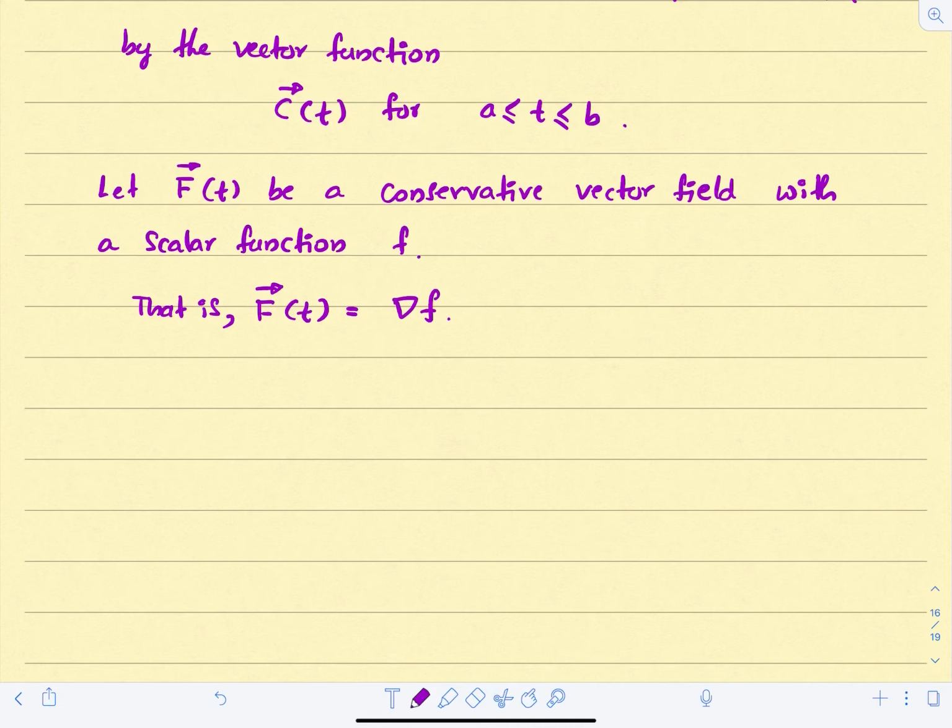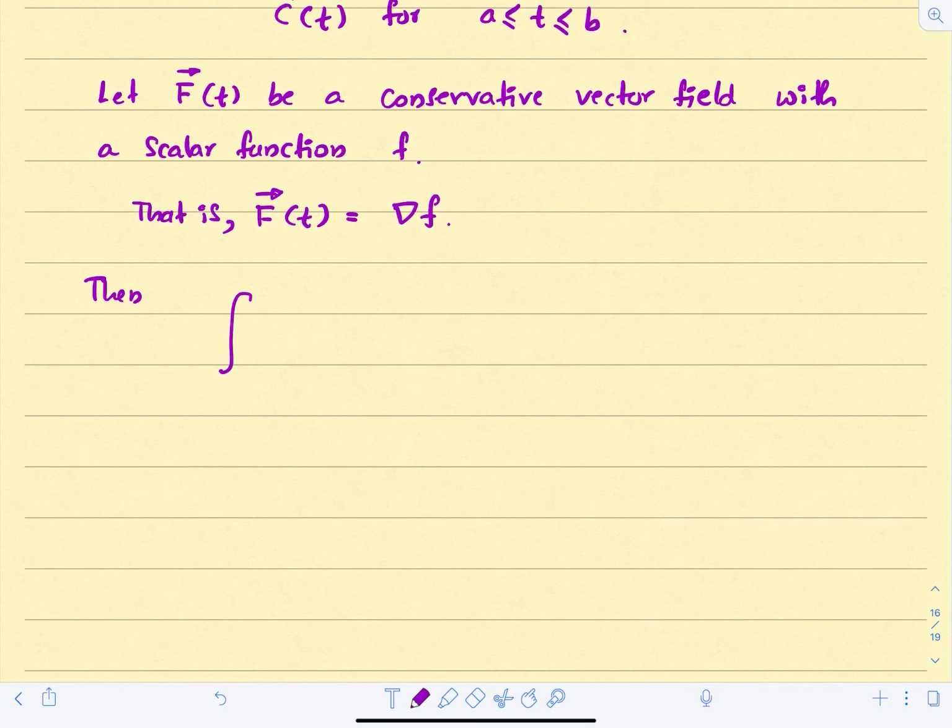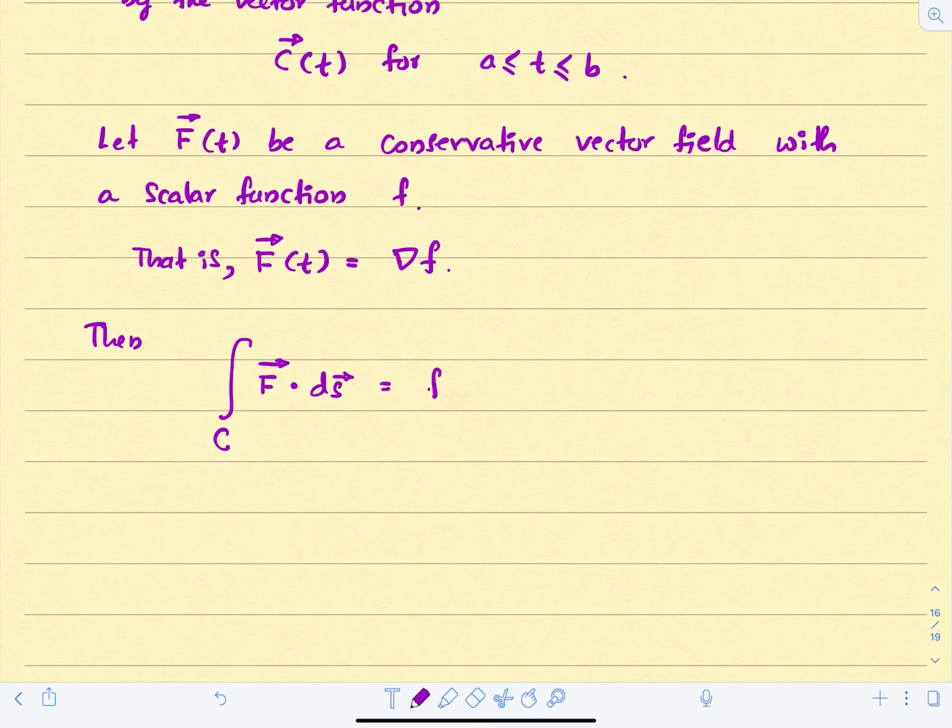And then the value of this line integral F dot ds over the curve C equals the function value at the endpoint, minus the function value at the initial point of the curve.